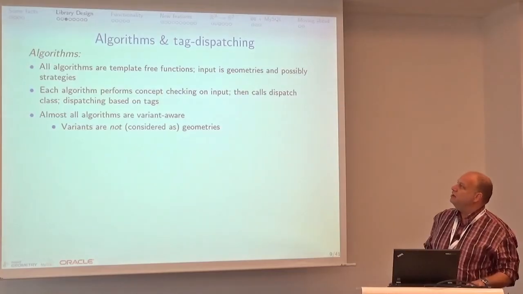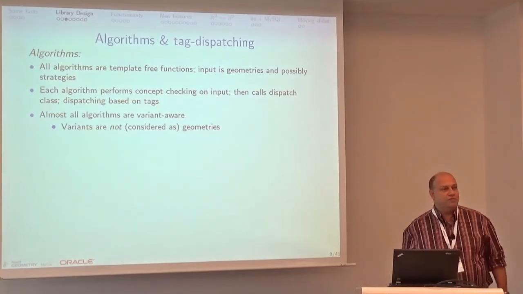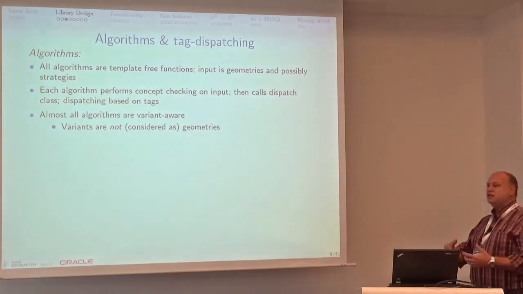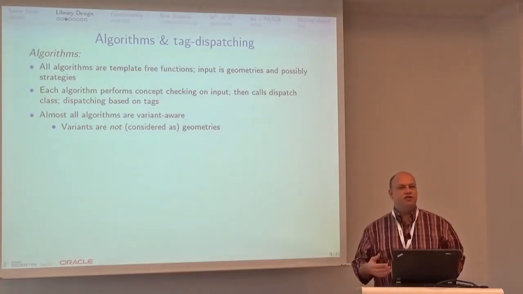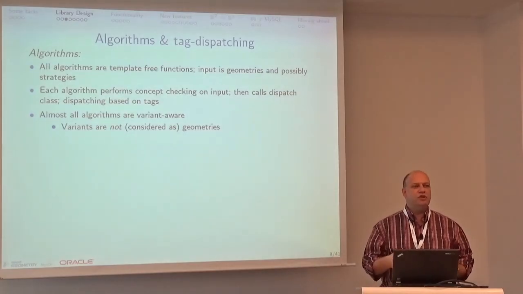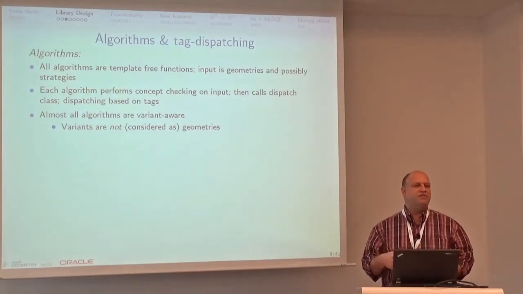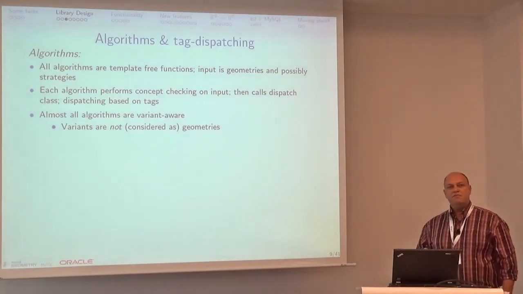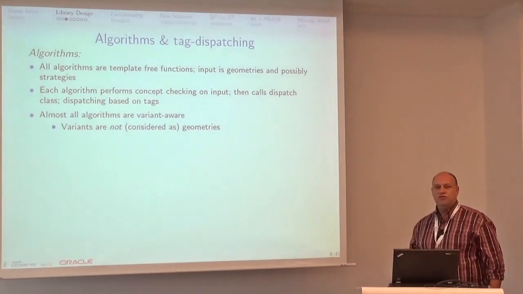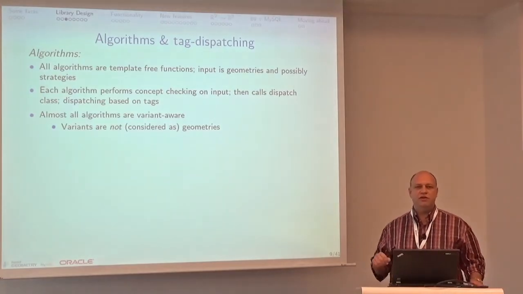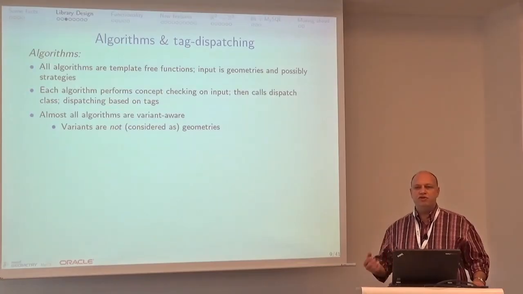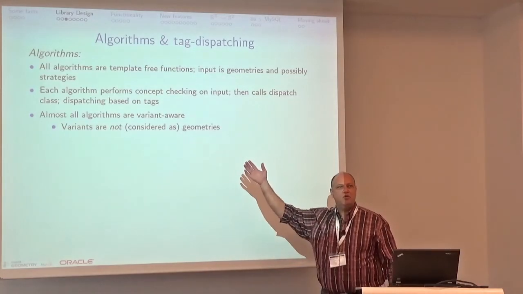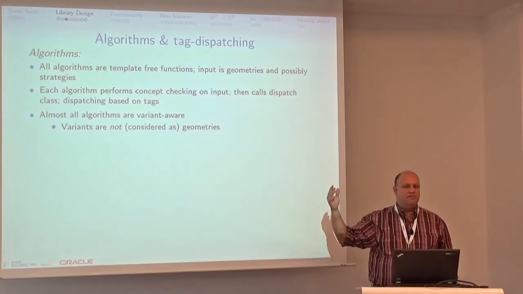So almost all our algorithms, and this is something that is intentional, are variant aware. What does it mean? It means that if you plug in a variant of geometries, then the algorithm would still work. It would figure out which is the type of the geometry that you have plugged into the variant and do the appropriate thing. But be aware that variants are not really geometries in our setting, so they're not considered as a model of a geometry. So this is basically why I say that the algorithms are variant aware and not variant supporting.